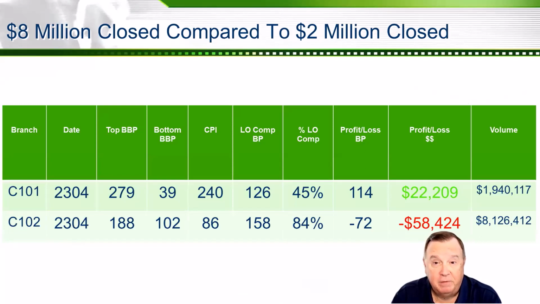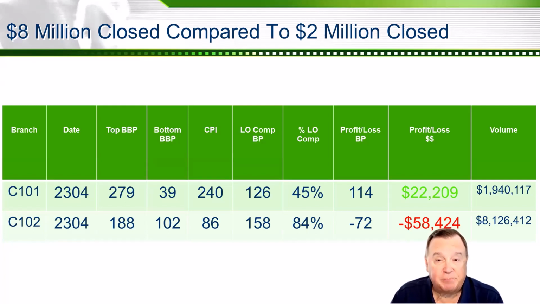Remember this example? This is when we compared a $2 million branch who made money to an $8 million branch who lost money. Here's a picture of the two together in our 8 KPI format. If you're not familiar with our lingo and the 8 KPIs, go back to an earlier lesson and it will bring you up to speed.